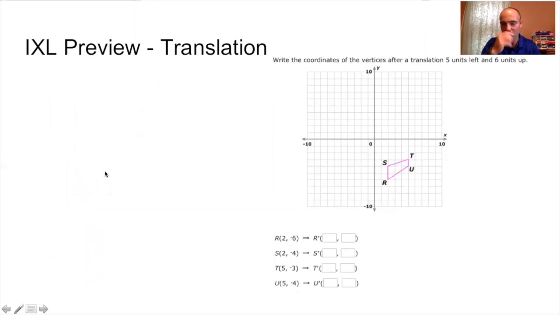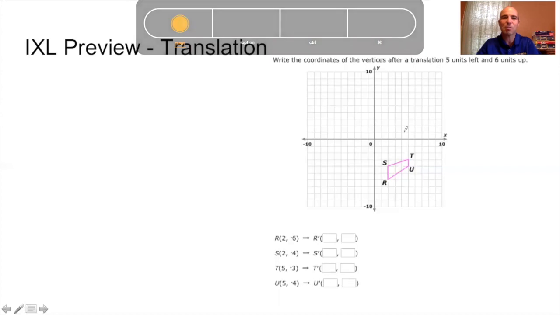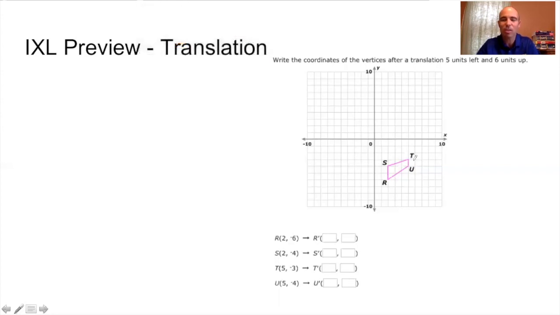All right, so another IXL here. The coordinates of the vertices after you translate 5 units left and 6 up. Okay, so this is basically asking you to do the same thing, except just name the coordinates. So in geometry class, your teachers had you do this in a few different ways. You draw the coordinates, name the coordinates. Anyway, 5 left and 6 up.